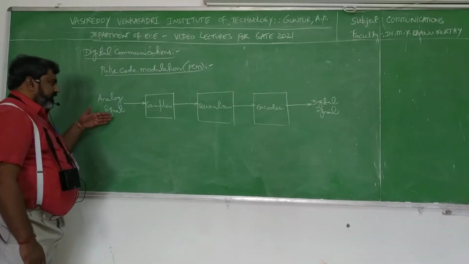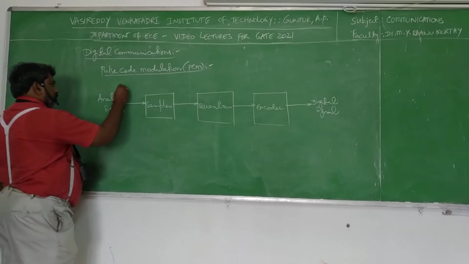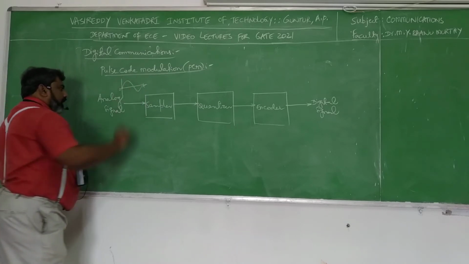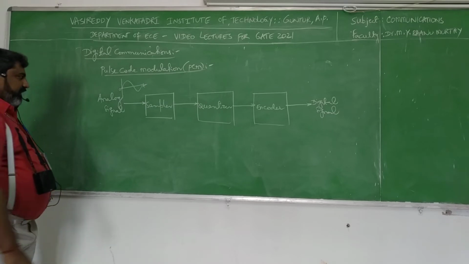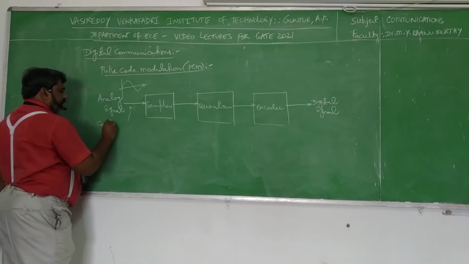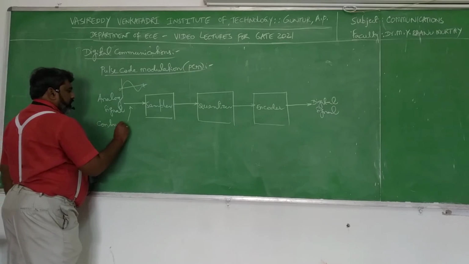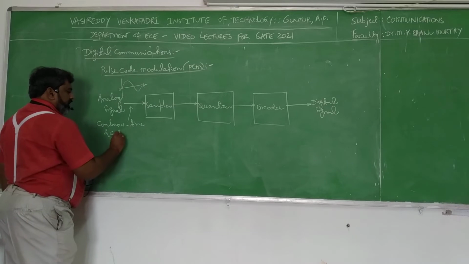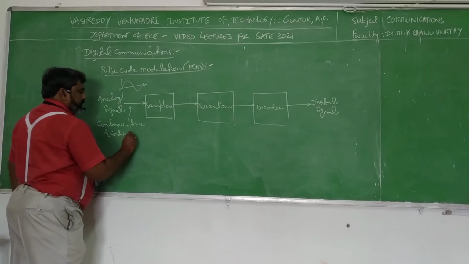So, the analog signal, right? Very simply, we take a sine wave. How do we describe the sine wave? This is a signal which is continuous in both time and amplitude. So, a continuous time and continuous amplitude signal.